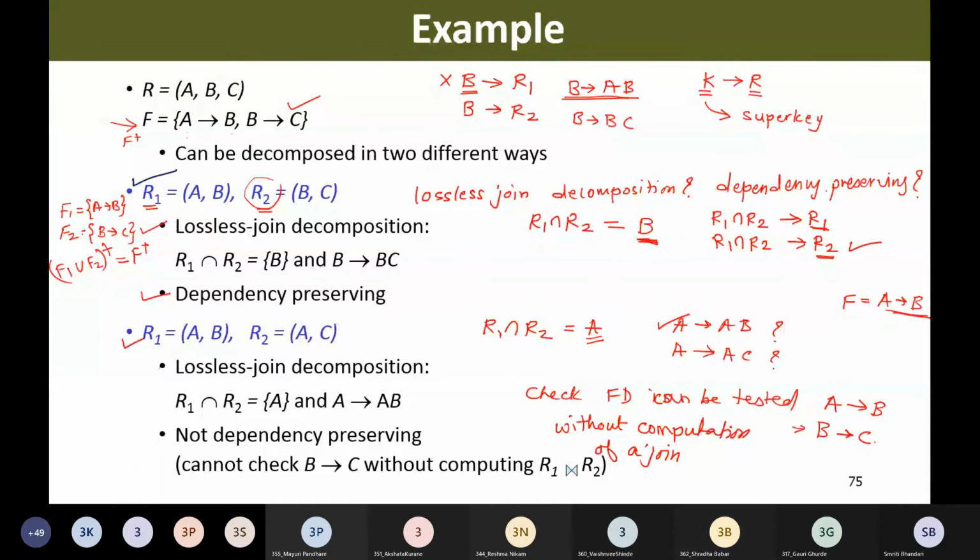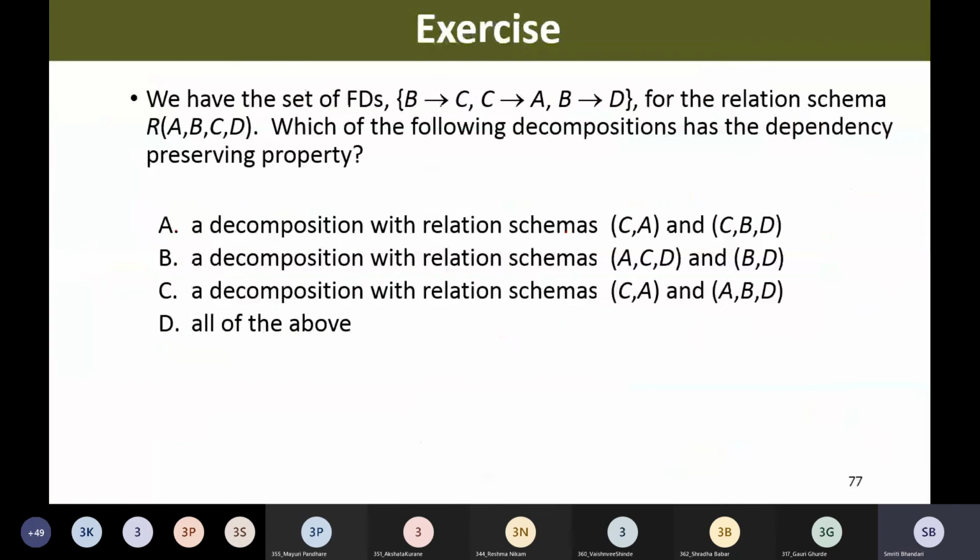Okay, now this is the exercise for you. Please pick the correct answer. We have the set of FDs B to C, C to A and B to D for the relation schema R given as A, B, C, D. Which of the following decompositions has the dependency preserving property? Four options are given, A, B, C, D. So pick the correct option.